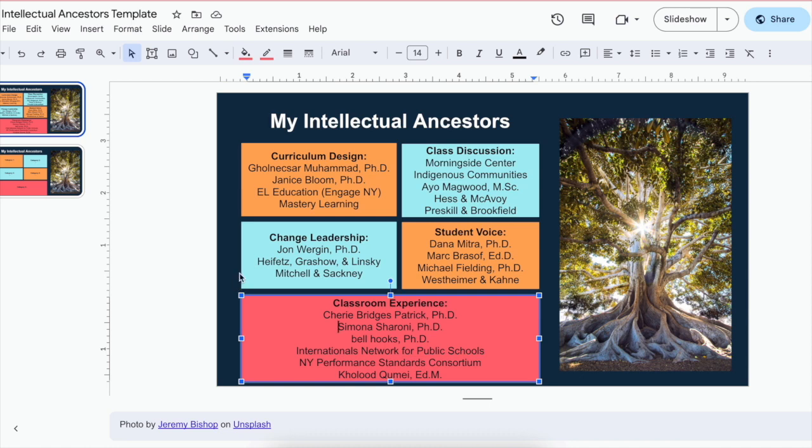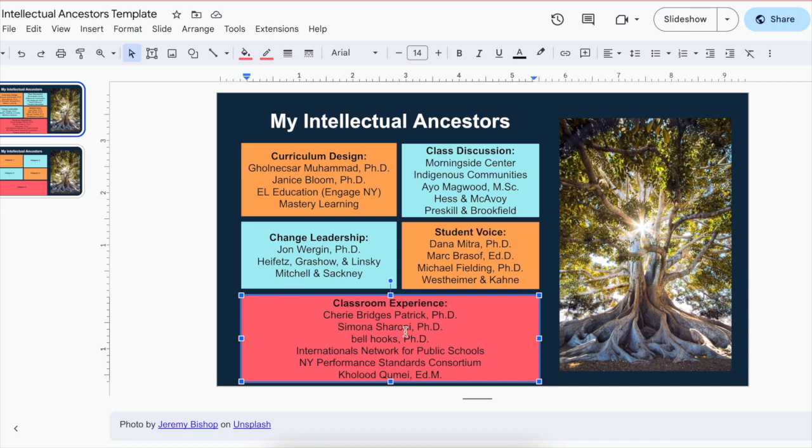Prescott and Brookfield for all their points around discussion and change leadership; my professor John Morgan in my Antioch program; Heifetz, Grashow, and Linsky, who are adaptive leadership scholars, so I'm always quoting them; Mitchell and Sackney, who talk about the three levels or layers of capacity building. Dana Mitra, Mark Brasof, he was one of my chairs. Dana Mitra being someone, as I say constantly; Michael Fielding, whose definition of student voice is central to mine; and Westheimer and Kahne, who talk about justice-oriented citizens, which I love as a conception of who students can be.